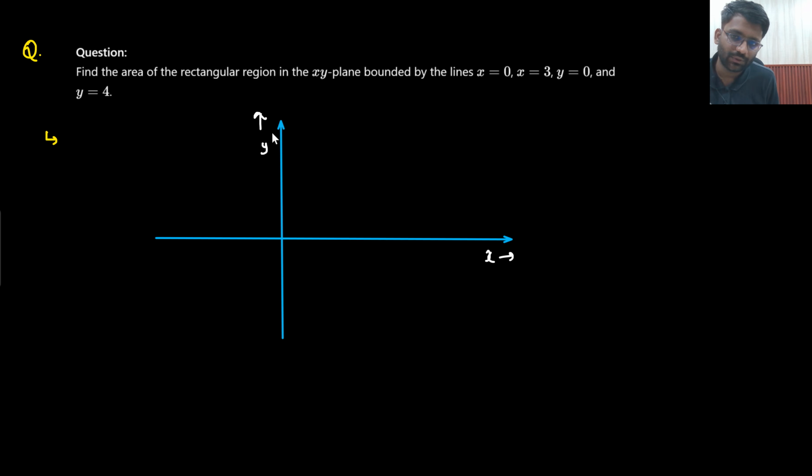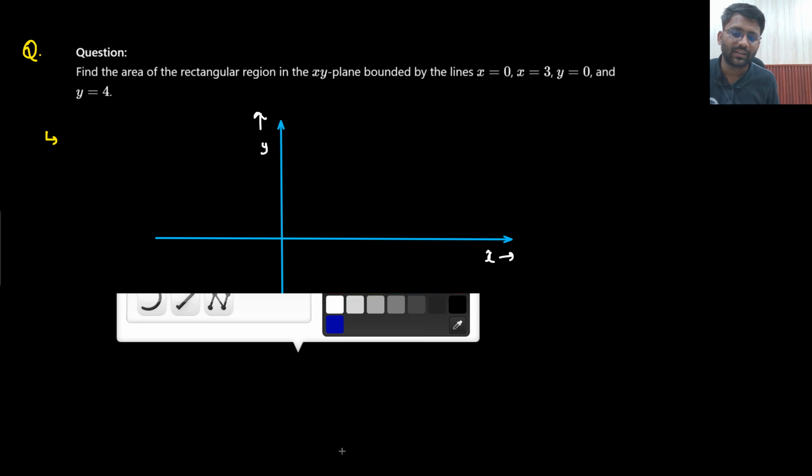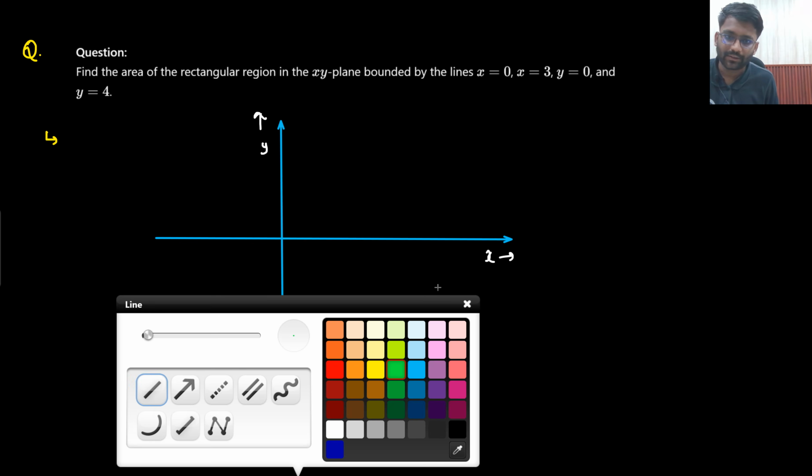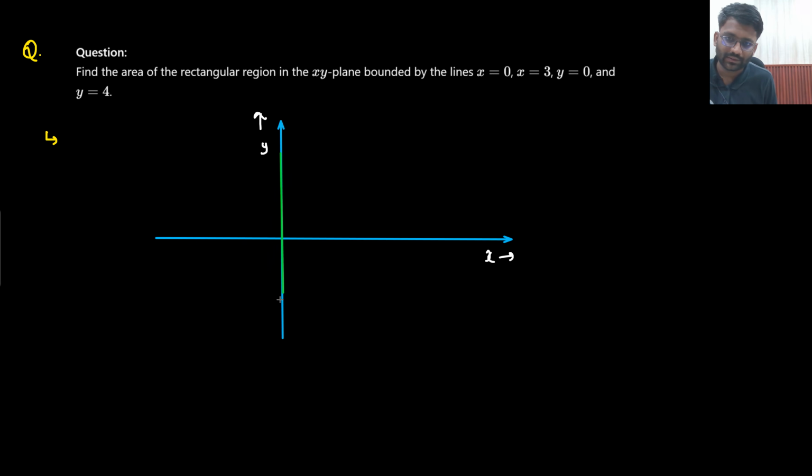What is the line x equals 0? X equals 0 means the y-axis.